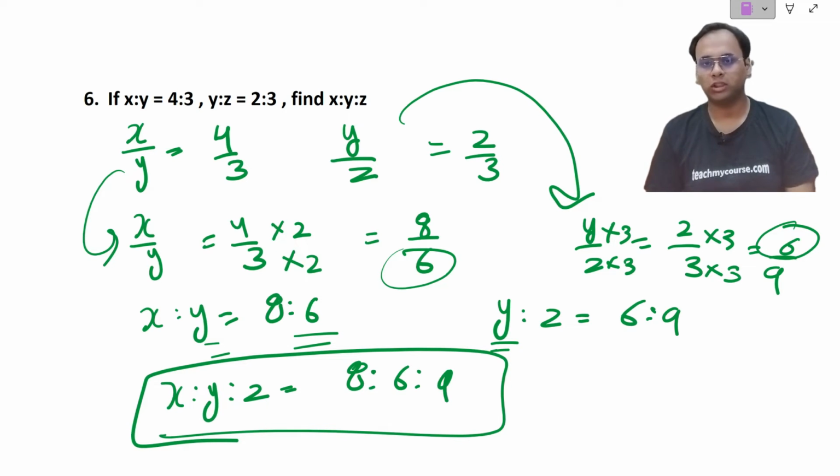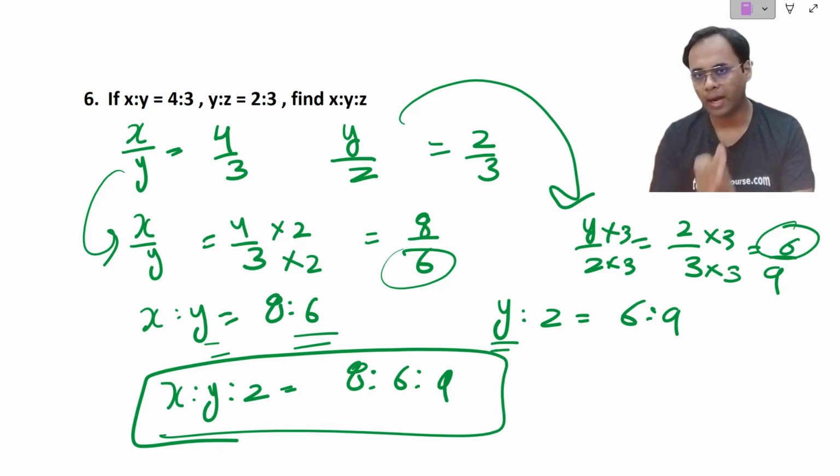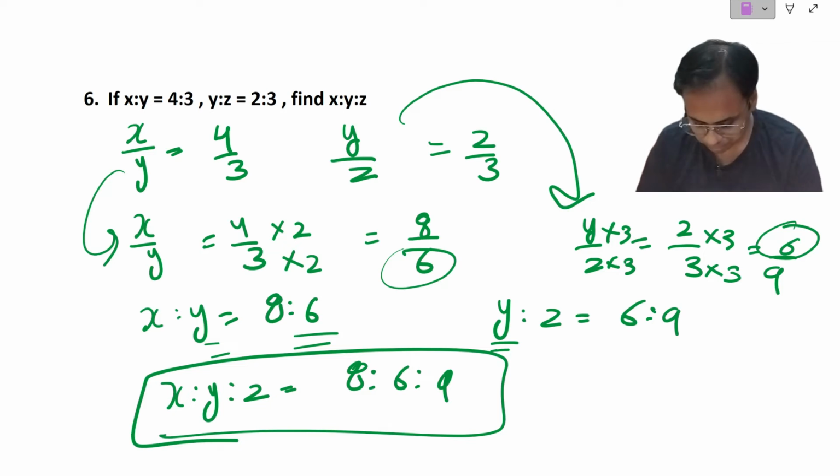So these are the type of questions, like if different fractions or different sort of ratios are being given and we have to just combine them, then we look for the common part. The common part here is y, okay. So we have to equate the value of y in both the fractions so that a direct comparison can be made. I hope you get a good understanding of what I'm trying to tell you, okay.